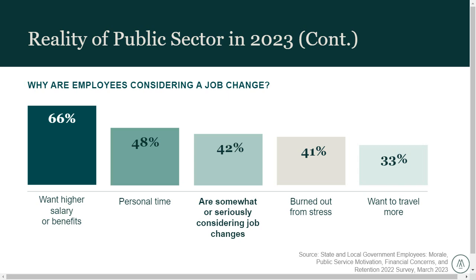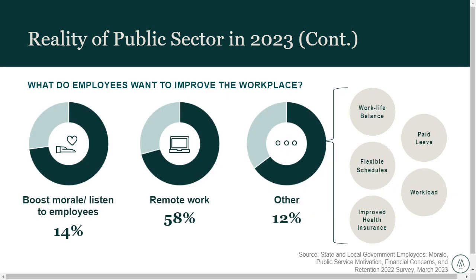And we're going to look at this next year, too, to see what the difference is. But again, these are pretty high numbers. What do employees want to improve in the workplace? Now we're getting into some interesting things. Remote work, that was number one on your list, right? People talk about remote work. They don't want to be forced back to work. They want to be able to stay where they are.